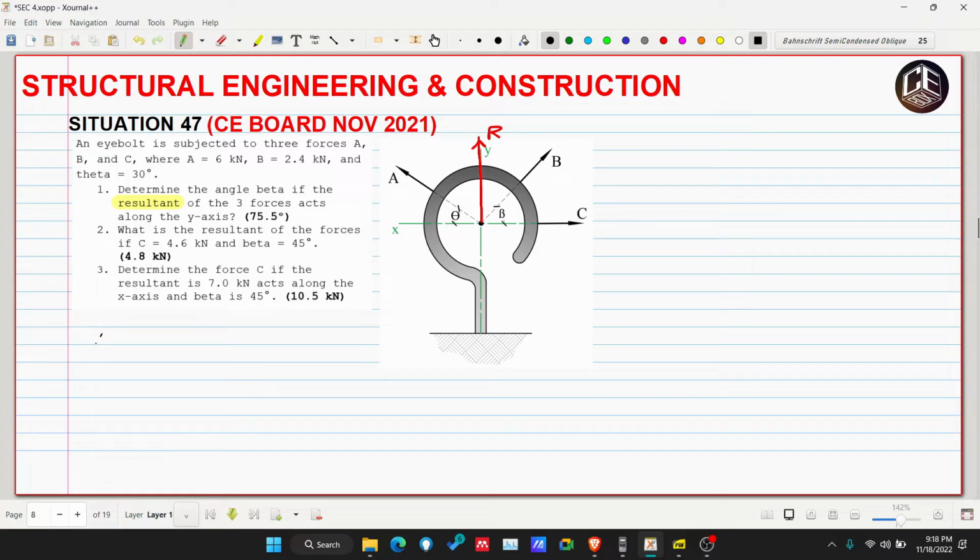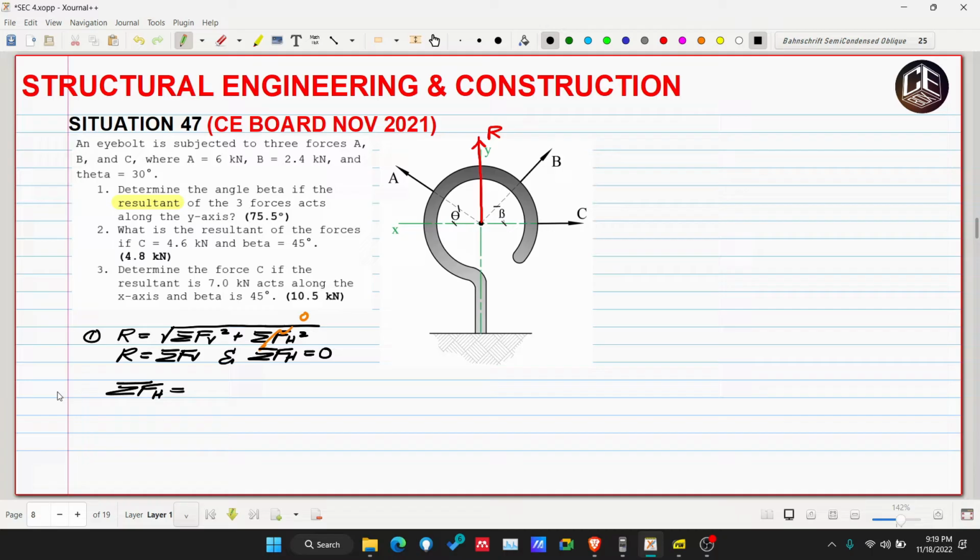For number 1, the resultant is equivalent to the square root of the summation of vertical forces squared plus the summation of horizontal forces squared. Here, FV is the forces along the y-axis, and FH is the forces along the x-axis. Since the resultant is along the y-axis, our summation of FH is equivalent to 0. So R is the summation of FV. Let's first do the summation of FH since we don't have a value of R yet.